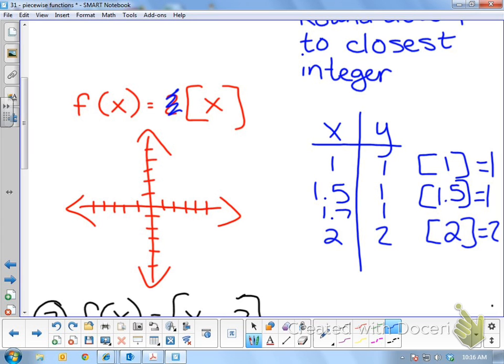So let's try and get an idea of that picture. What about 1.9? Still 1. What about 1.999? Still 1. What about 4.8? 4. We'd always round it down to the nearest integer. So 2 points we know for sure are (1, 1) and (2, 2). We know those points for sure. And I could do that with any integer.